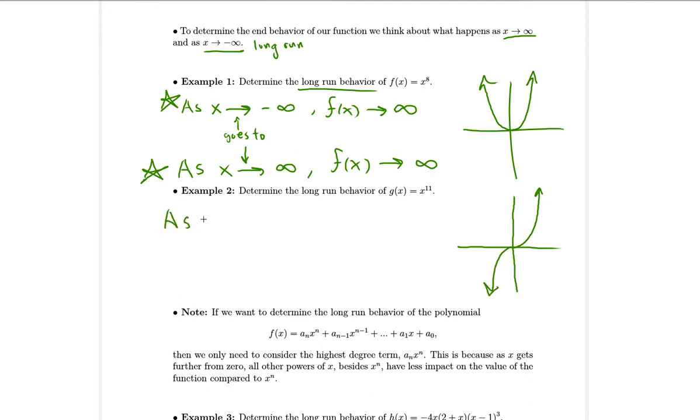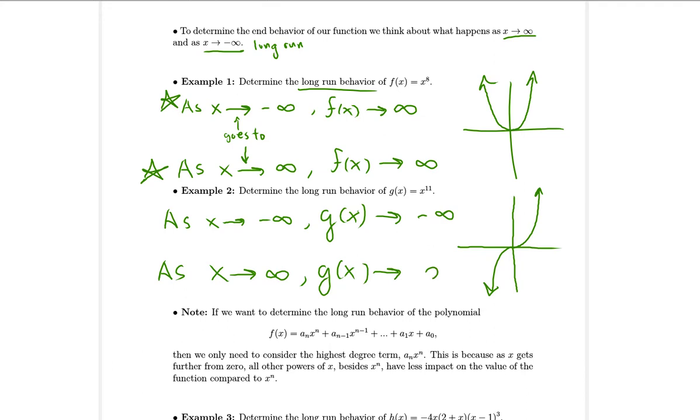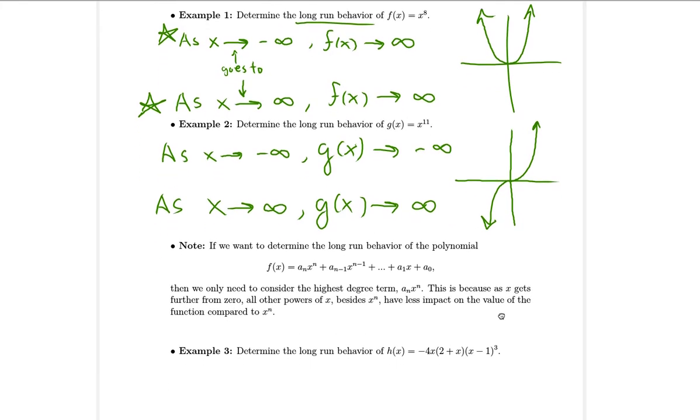So this one, as x goes to negative infinity, so does the function. g of x also goes to negative infinity, as we can see here, negative, negative. And as x goes to infinity, g of x goes to infinity. All right, so that's what I'm asking for long-run behavior. Okay, now, let's think about what happens when things get a little bit more complicated.